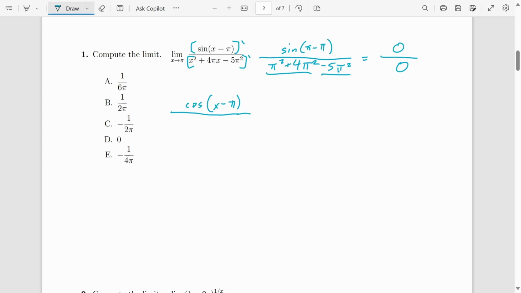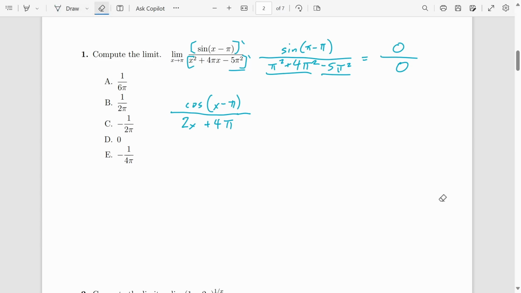And then in the denominator, the derivative of x squared is 2x. The derivative of 4 pi x is just 4 pi, so plus 4 pi. And then 5 pi squared is just a constant. There's no x term in it, so the derivative of that is just going to be 0. So on the denominator, its derivative is just 2x plus 4 pi.